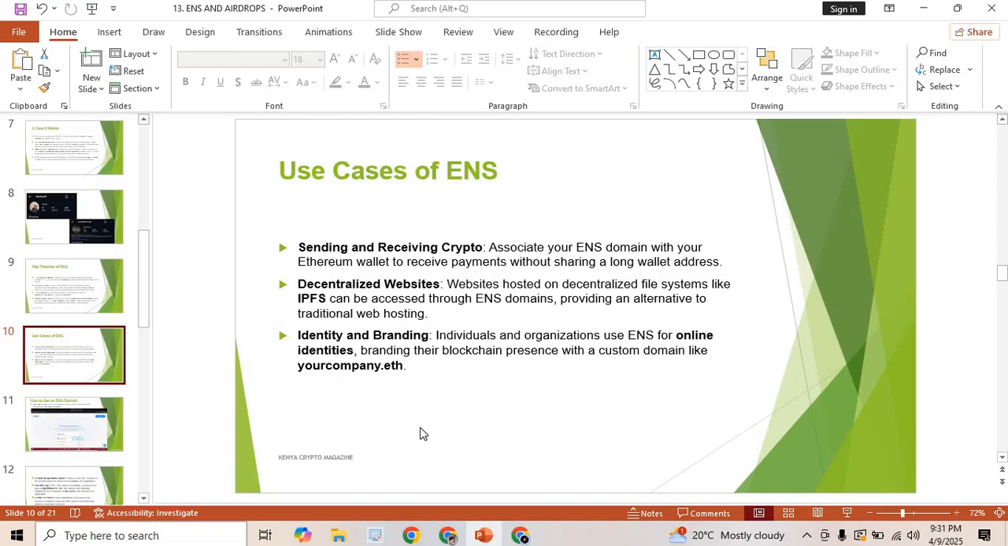Associate your ENS domain with your Ethereum wallet to receive payment without sharing a long address. I think you've mentioned that a couple of times over this class. Then number two, decentralized websites. Websites hosted on a decentralized file system like IPFS can be accessed through ENS domains, providing an alternative to traditional web hosting. Lastly, identity and branding. Individuals or organizations can use ENS for online identities, branding their blockchain presence with a custom domain name like your company.eth.